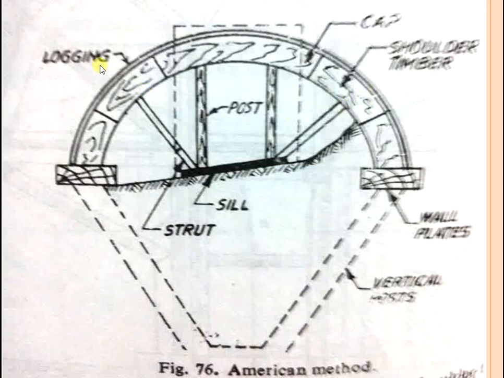We see that first the top section is driven and excavated, and after that we support the top section with the lagging and cap. This is the cap and post or timber. This is the shoulder timber, and this is the arch.